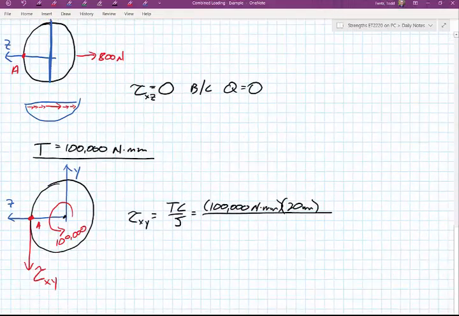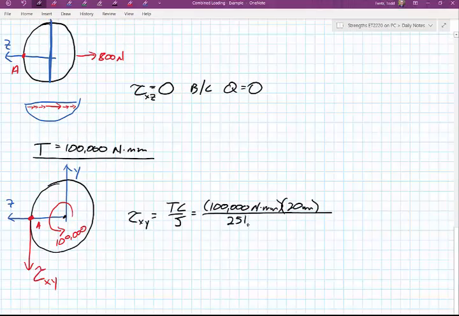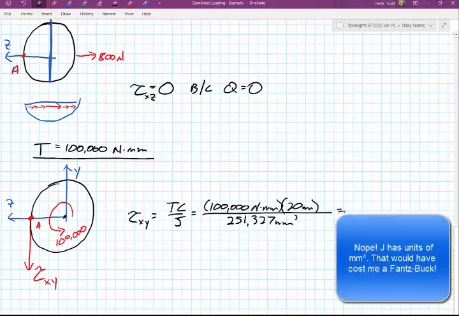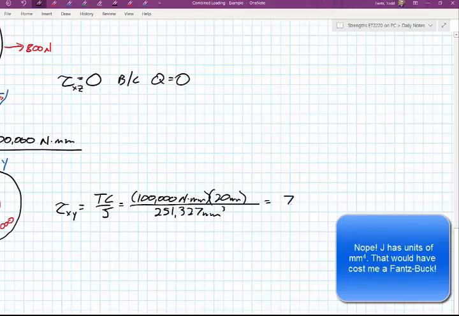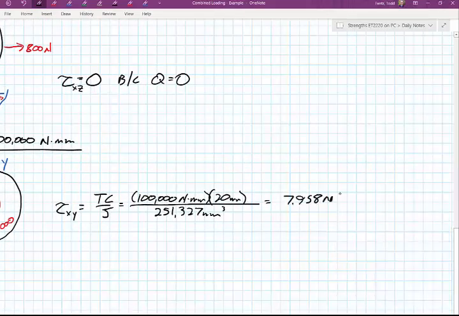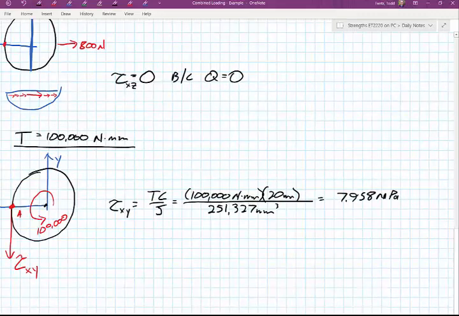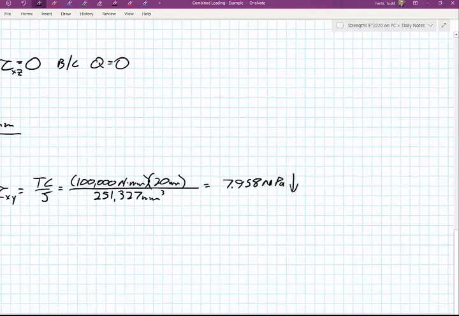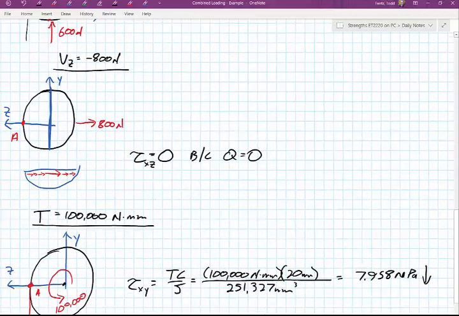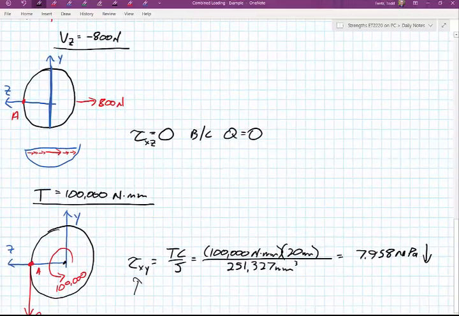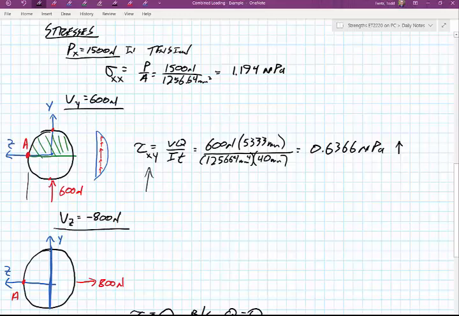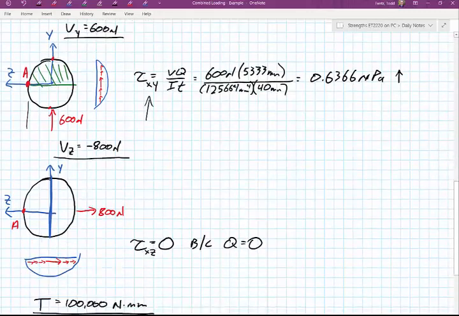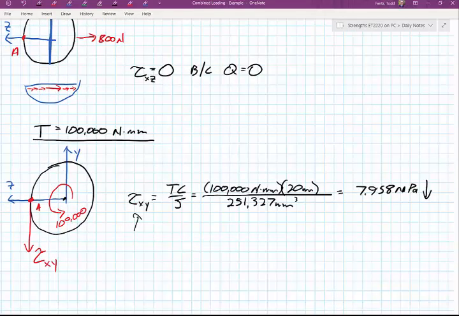So we have J, 251,327 millimeters. I think those were millimeters to the fourth for J, if I remember right. So plug all that in, and I end up with 7.958 megapascals. Now, if I look at the direction, it's pointing in that negative y direction, right? So I'm actually going to say this is pointing down. I could also say it's negative either way. I just need to make sure that if this is a tau xy, and up here I have another tau xy, am I going to add or subtract those? Well, in this case, I'm going to subtract the two from one another because I have one going up and one going down. All right, so that's the torque.